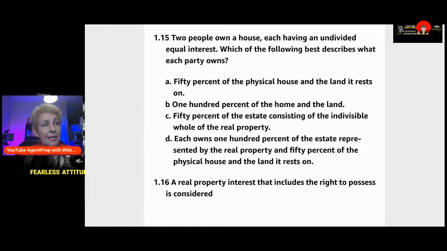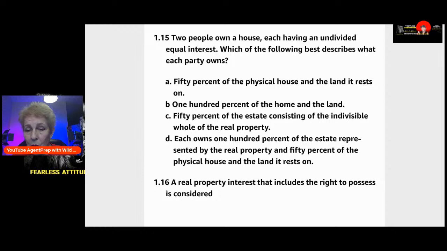The answer is actually C. 50% of the estate consisting of the indivisible whole of the real property. In other words, they get to enjoy the whole. However, they have equal interest, which means they each own 50% of the real property. When it's sold, each one gets 50% of the proceeds, or they are each responsible for 50 and 50 of the expenses. So undivided means they get to use the whole property 100%. However, they each own financially, and per the deed, 50% of the interest in the property, of the proceeds. And they both have to agree to sell the property.